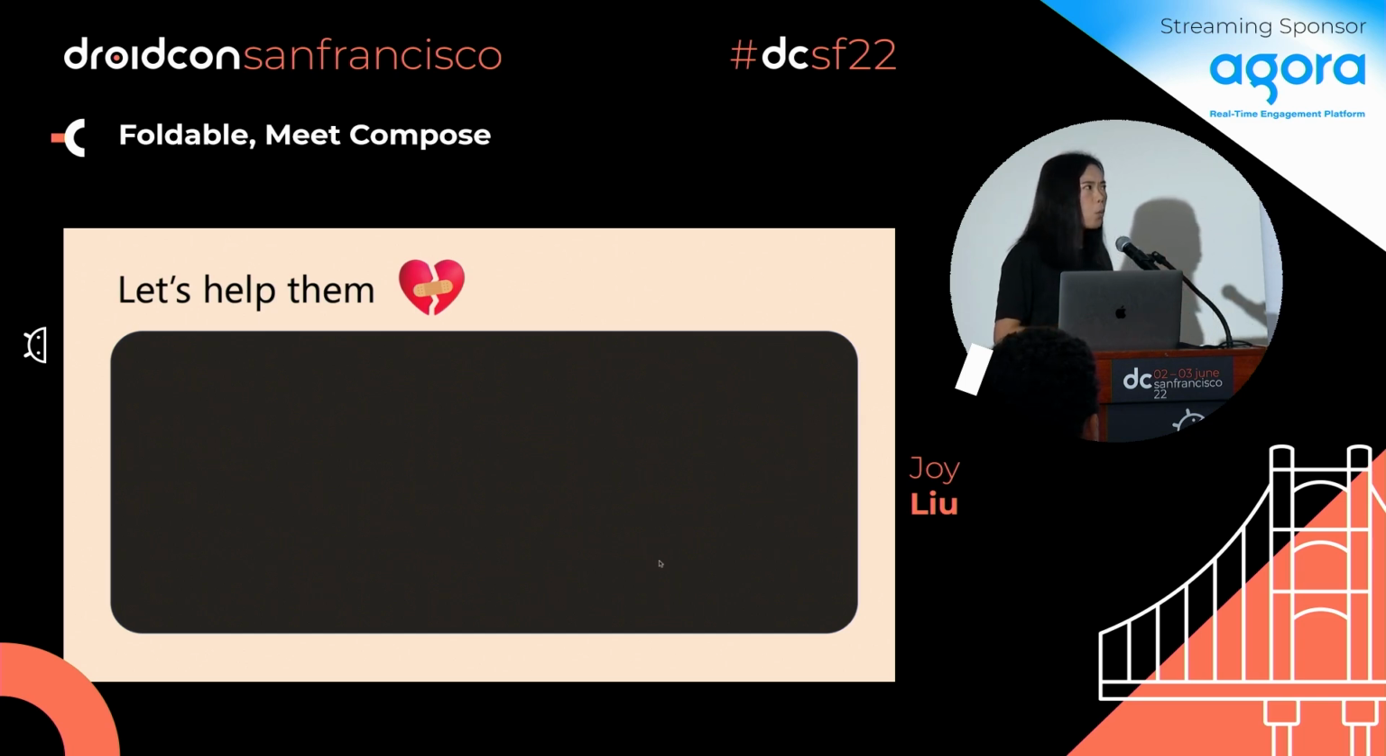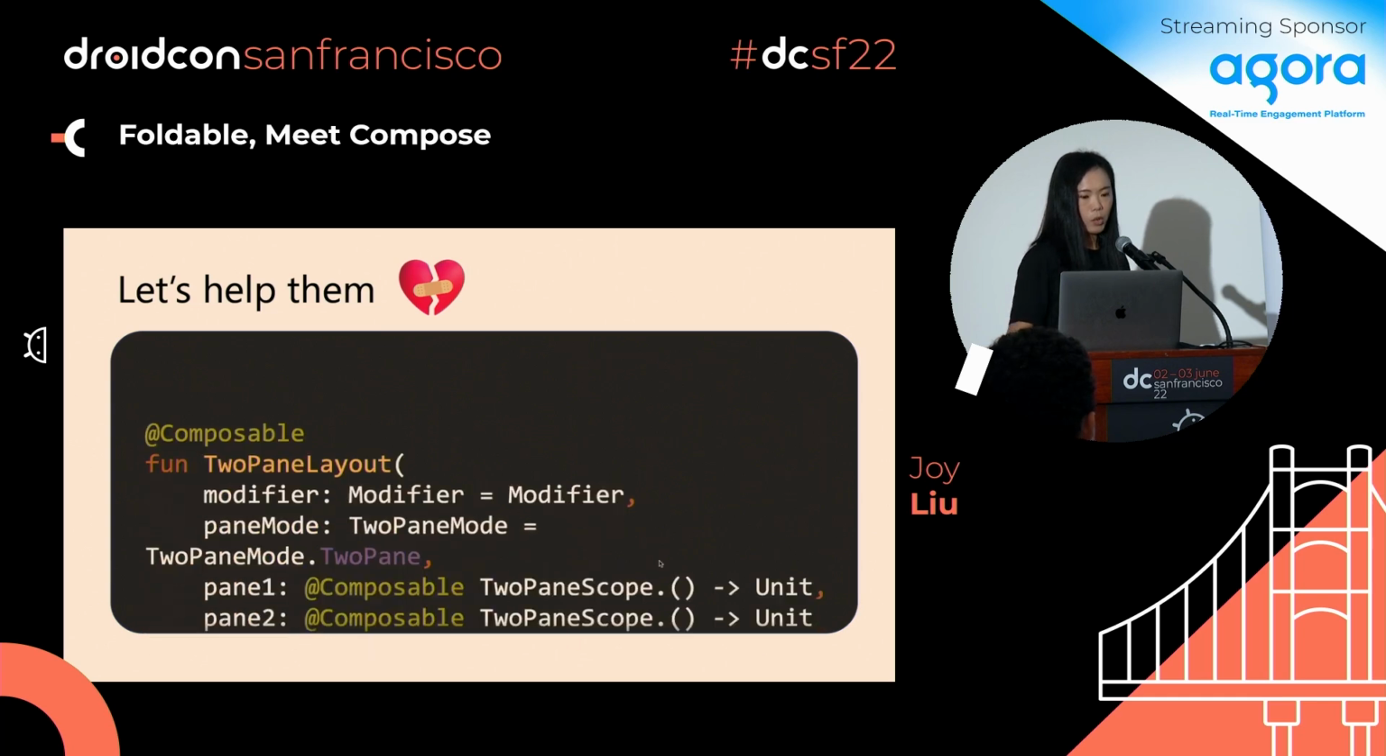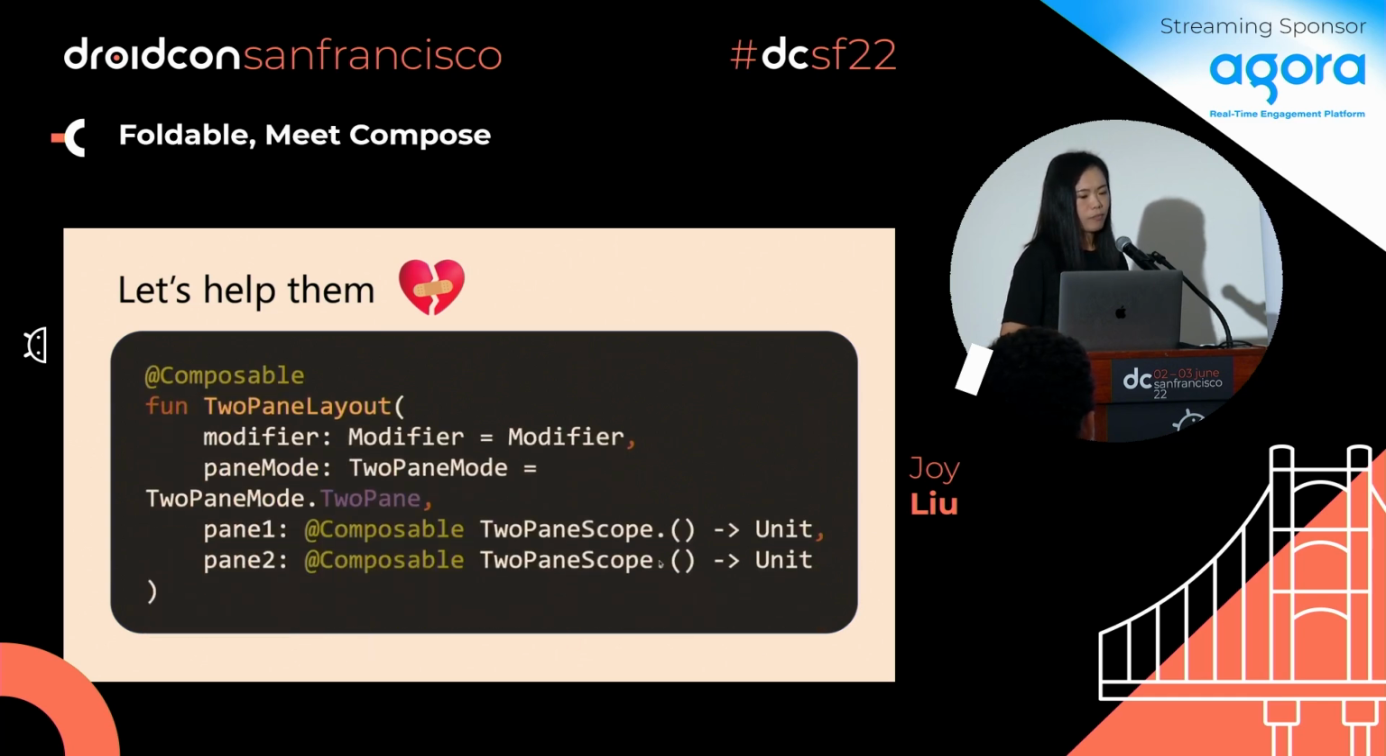There are many ways to build a list detail to show two different UI side by side, especially with Compose. After lots of investigation, we decided to create a UI component to share our learning and help developers solve similar problems in an easy way. We call it two-pane layout. So here is the API for the component.